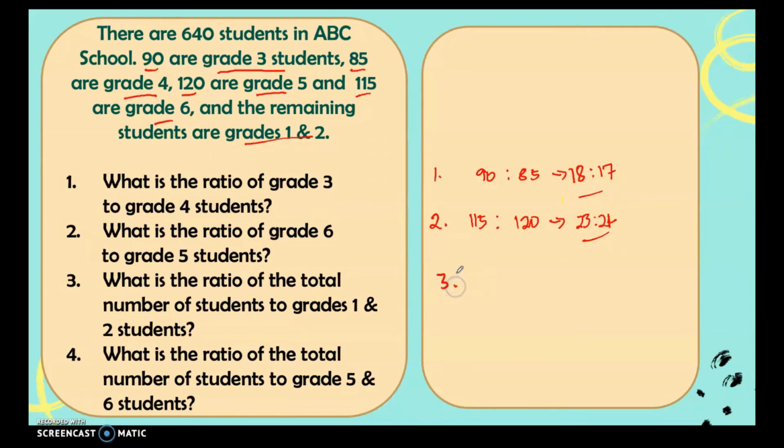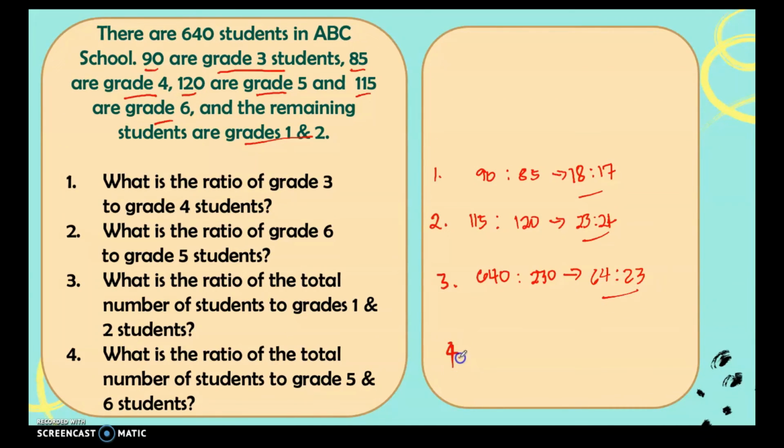Next, what is the ratio of the total number of students to grades 1 and 2 students? So we need to combine the grade 1 and 2 students, then compare it to the total number of students. The total number is 640 is to the grades 1 and 2 students. We need to add grades 3, 4, 5, and 6, which is 410. We subtract it from 640, the remaining students is 230. And when we simplify, the answer is 64 is to 23.